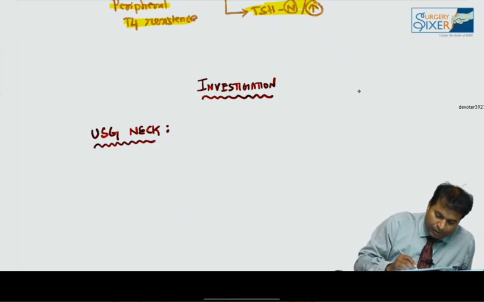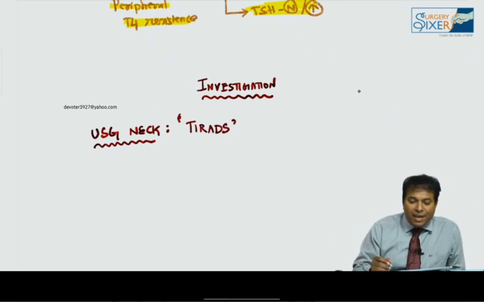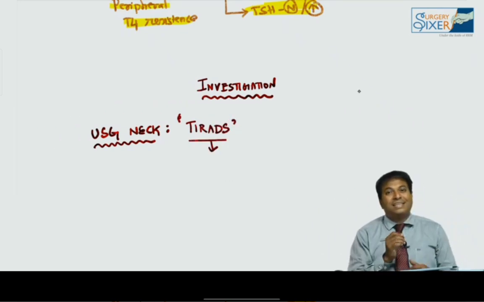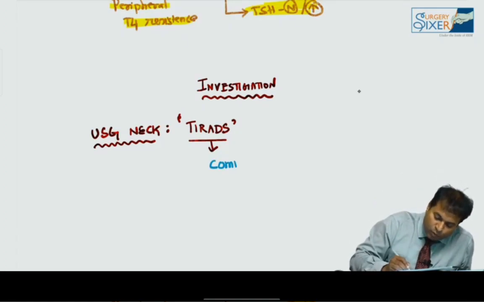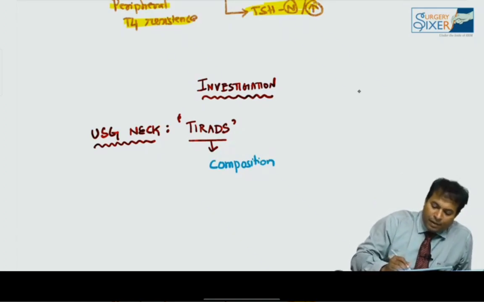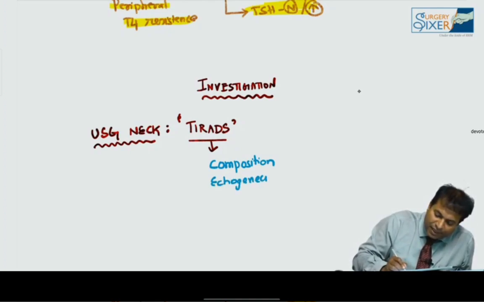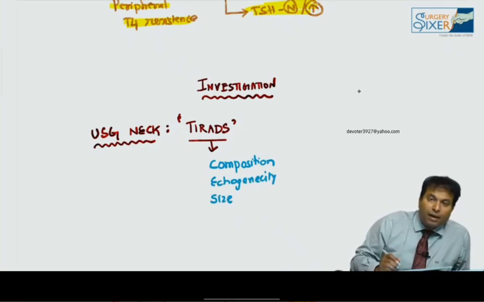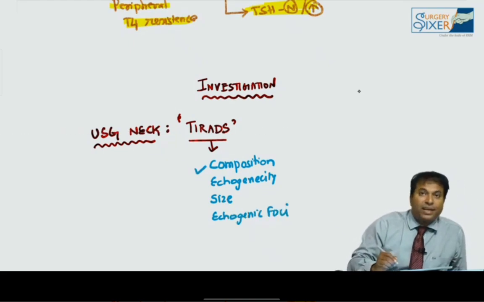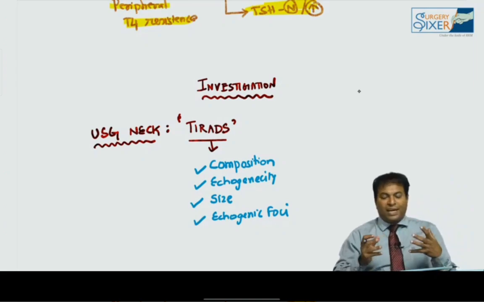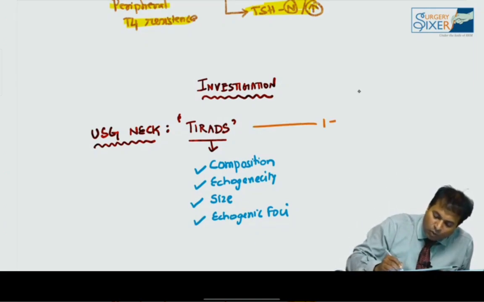Ultrasound neck now has a grading system known as TIRADS, same as BIRADS: Thyroid Imaging Reporting and Data System. Please don't forget, it is based on the following factors: composition of the gland and tumor, echogenicity, size and echogenic foci. All these are taken into account, and we have TIRADS grading, same as BIRADS, from 1 to 5.